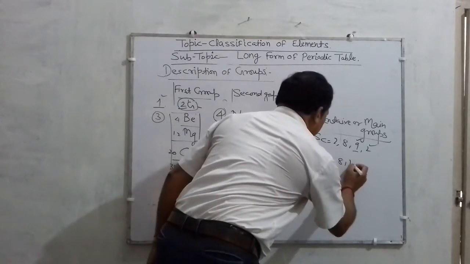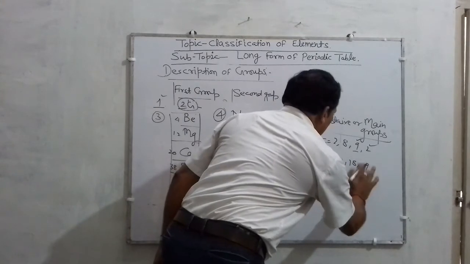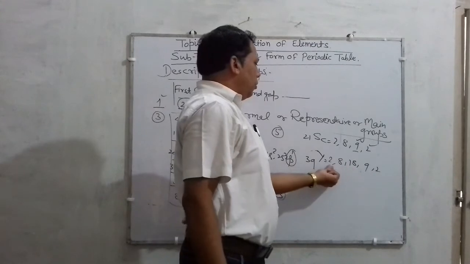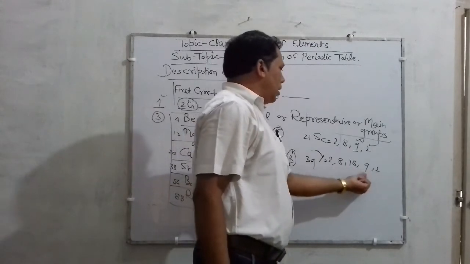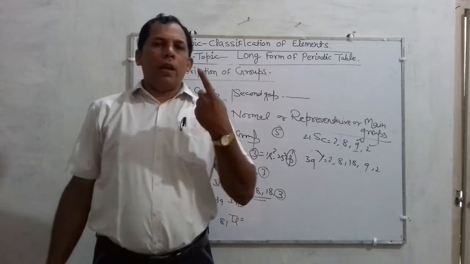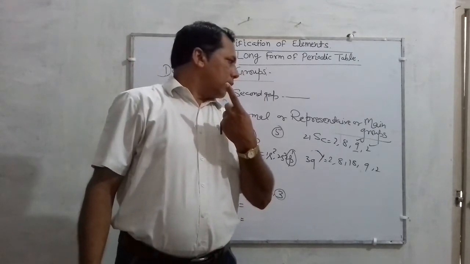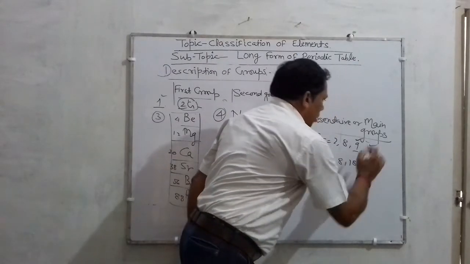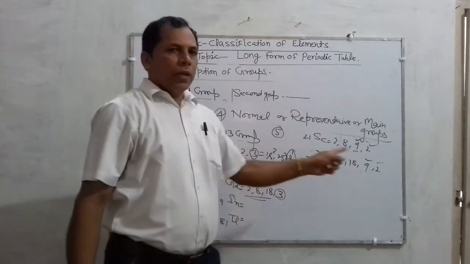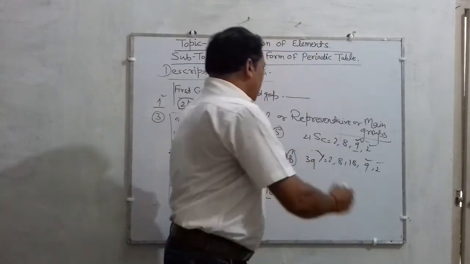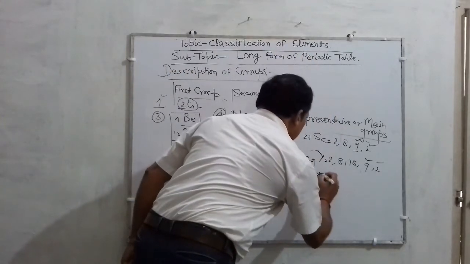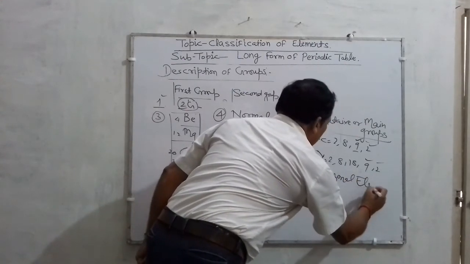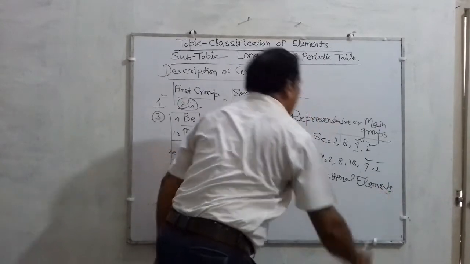This may also be written as 2, 8, 18, 9, 2. Maybe 18, 20, 28, 30 and 9, 39. Am I correct, children? So in this also, these 2 cells are incomplete. That property is obeyed, and these elements are called transitional elements. Must remember, these are called transitional elements.